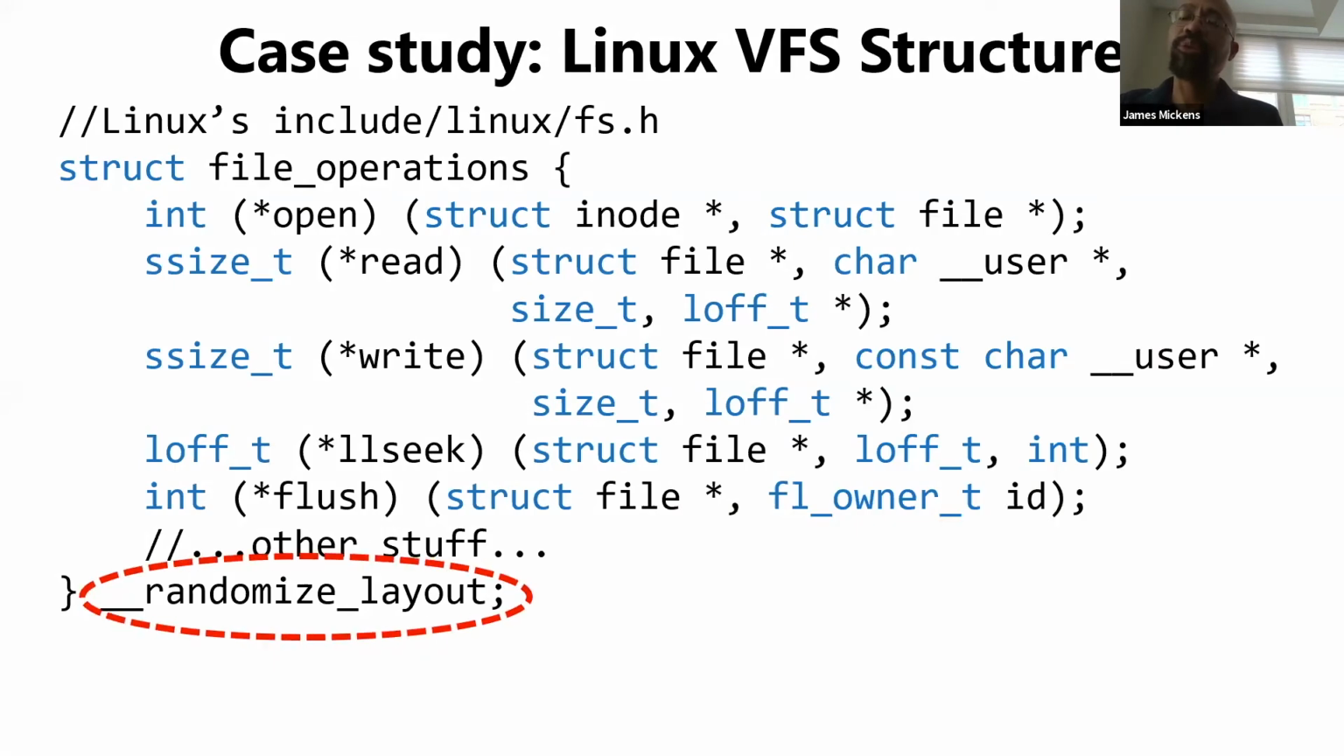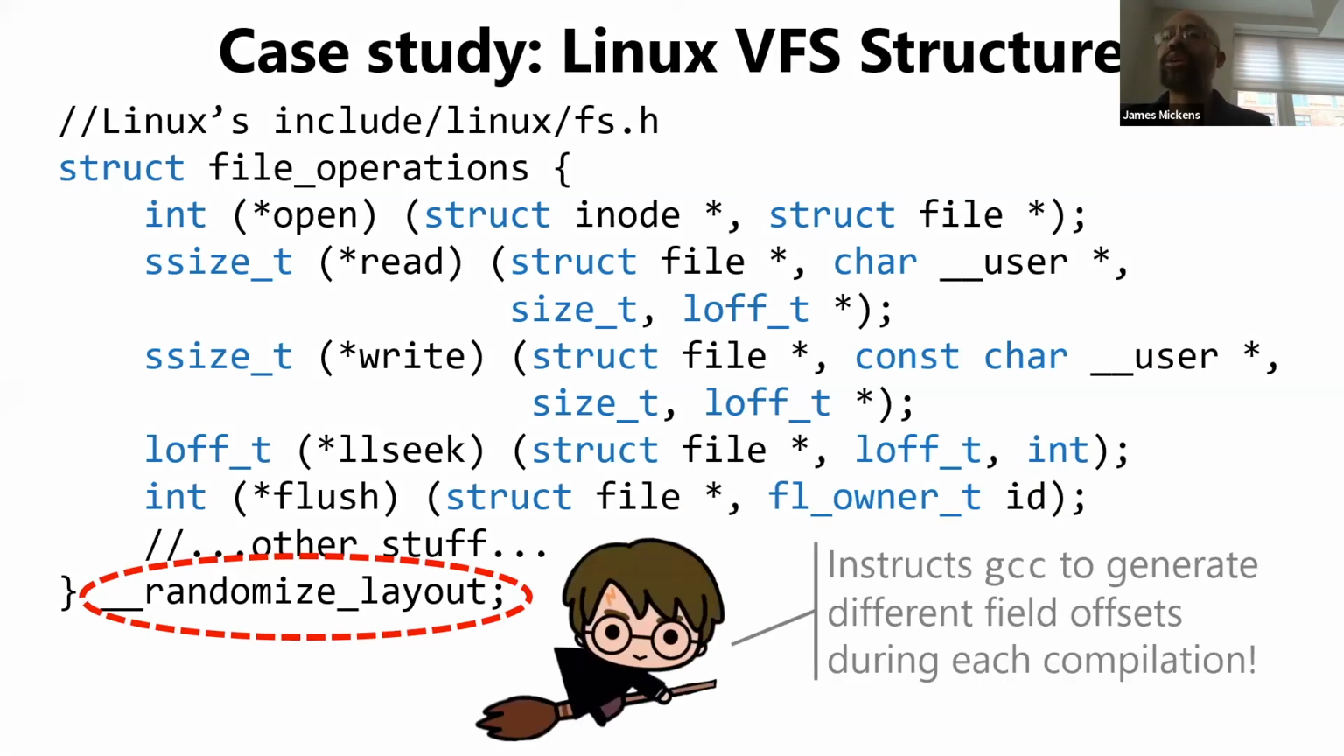So if we look down at the bottom, though, we see this randomized layout incantation. So what does that do? The randomized layout incantation instructs GCC to generate different field offsets for things like the open pointer, the read pointer, and so on and so forth. So each time you compile the code, you'll get different layouts for this particular struct.